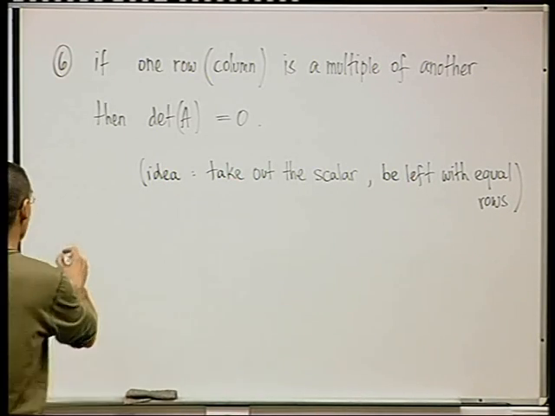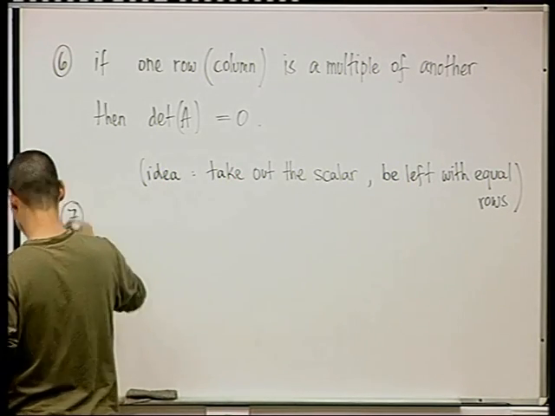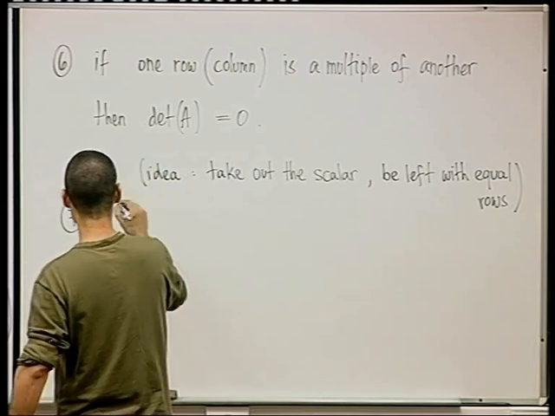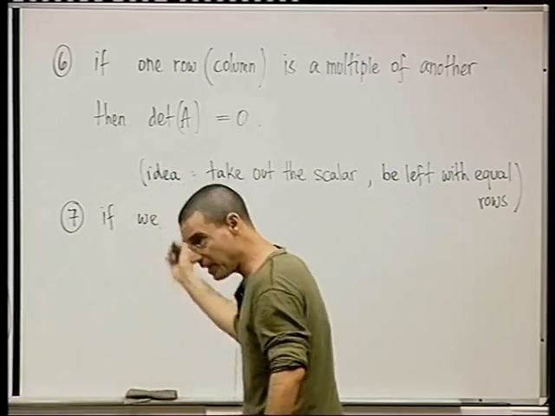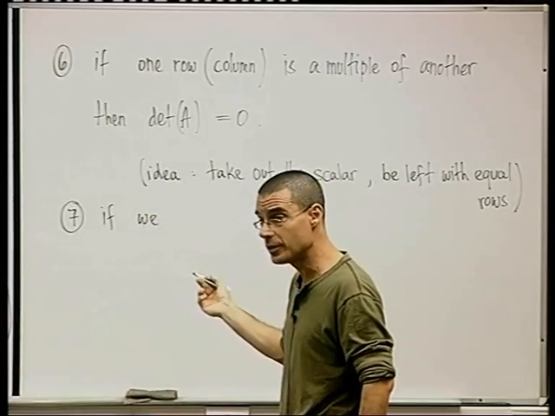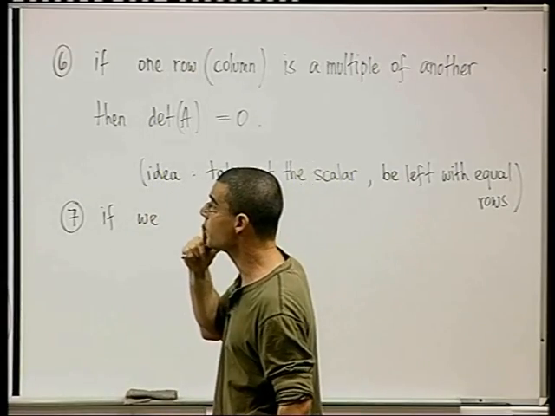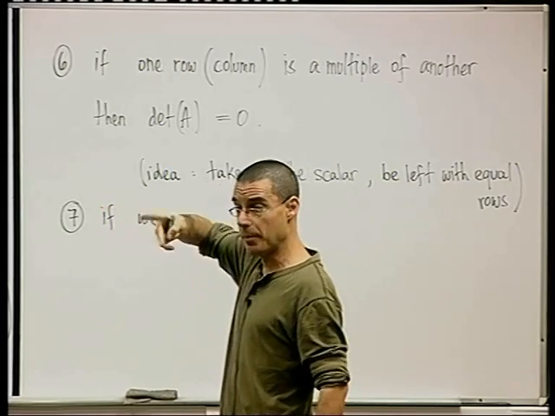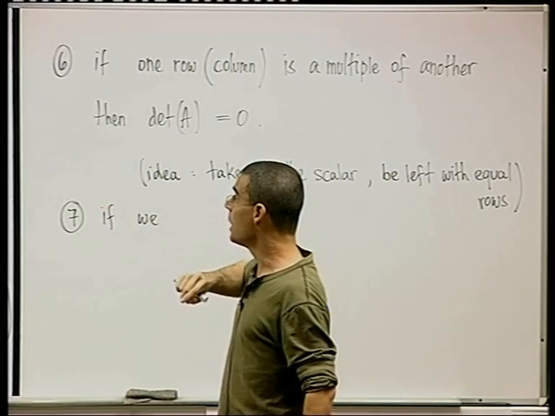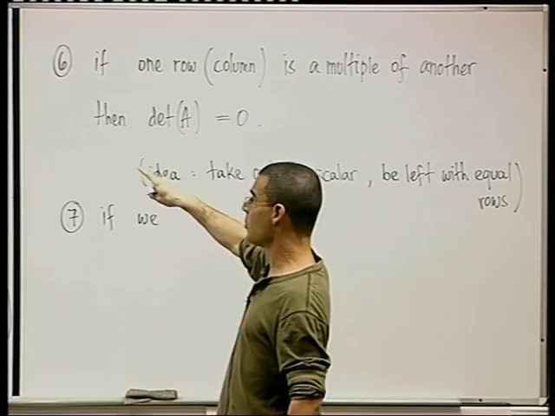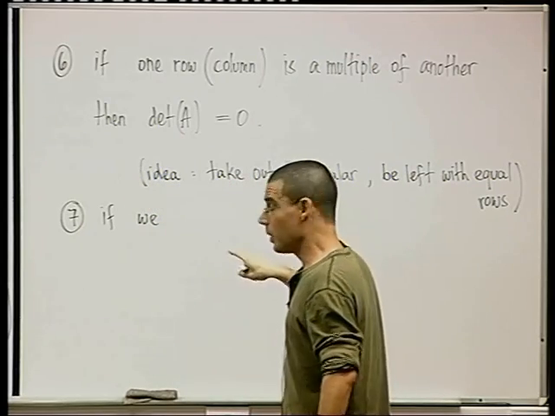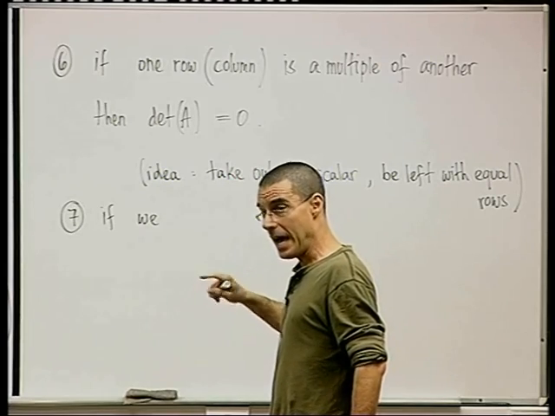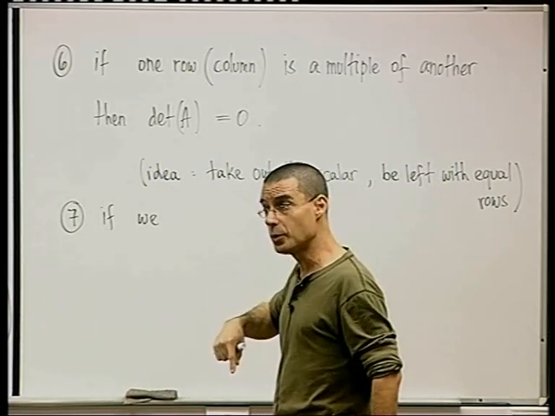Property 7. Note that we are discussing those row operations. In property number 3, we had the row operation of exchanging rows. In property number 5, we had the row operation of multiplying by a scalar. And now, what is the next one? Add a scalar multiple of one row to another.